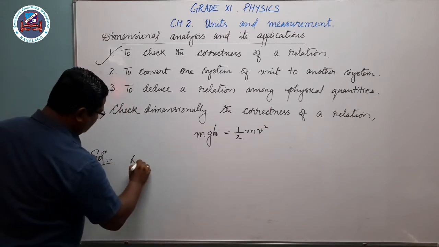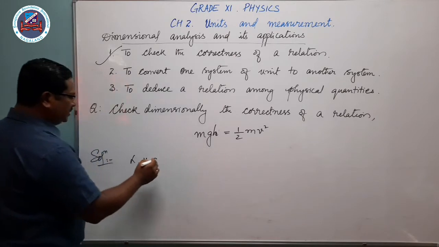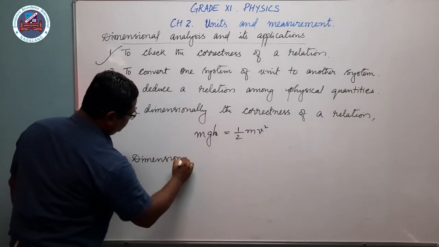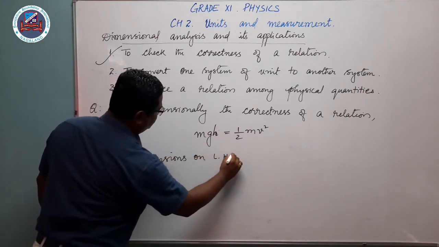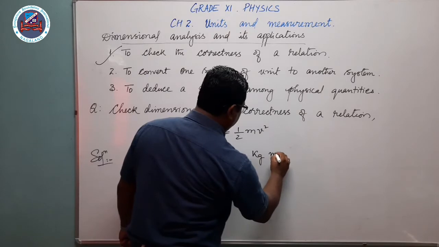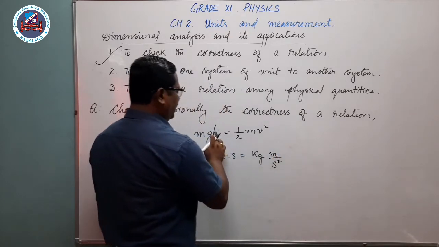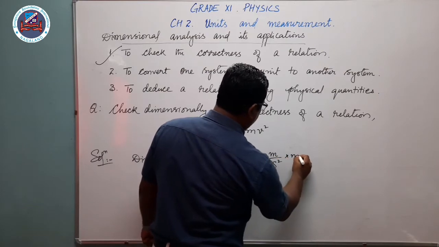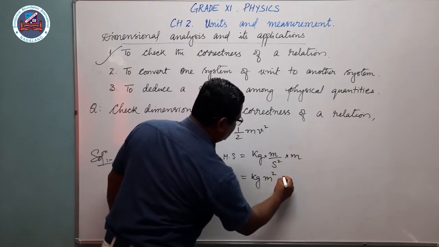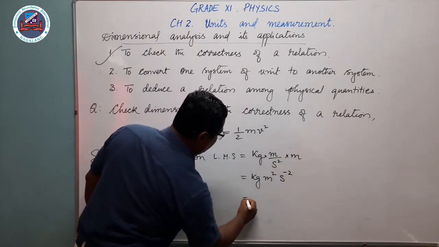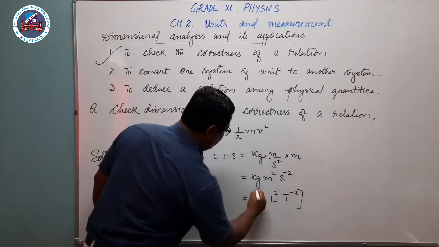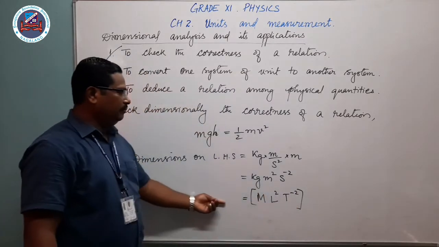Left hand side: the dimensions on LHS are equal to mass, kg we know, g, acceleration due to gravity, meter per second square, and height is length, so it will be in meter. We can write this as kg, meter into meter is meter square, second square is downside, so you take it up. Then you can write mass, length, and time in its dimension. Your LHS dimension we have found out.